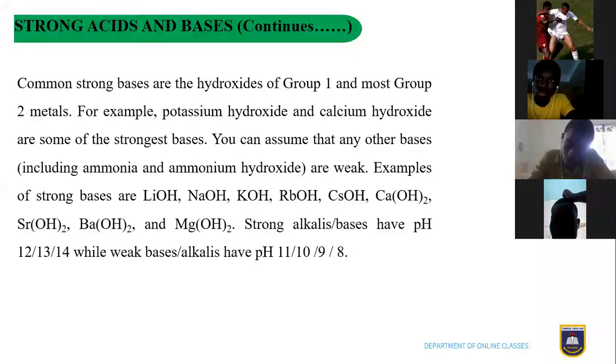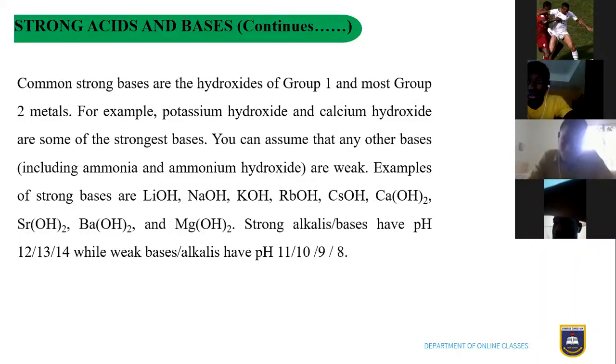Aluminium hydroxide is a weak base. Boron hydroxide is a weak base. Iron 2 hydroxide, iron 3 hydroxide, zinc hydroxide, copper hydroxide, whether copper 1 or copper 2, all of them are weak bases. Strong bases have pH 12, 13, and 14. Weak bases have pH 8, 9, 10, 11.